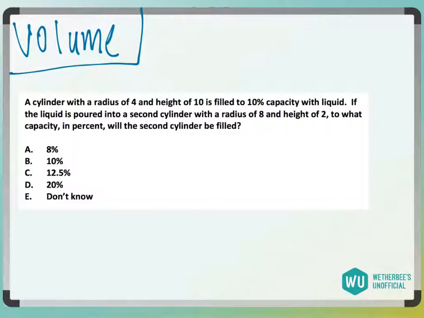All right, so we have a cylinder, and it has a radius of 4, it has a height of 10, and it's filled to 10% capacity. And then what the question's asking for is we want to know what capacity the second cylinder will be filled to if it's poured into the second cylinder.